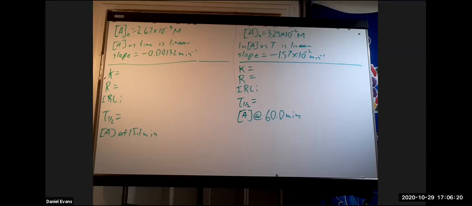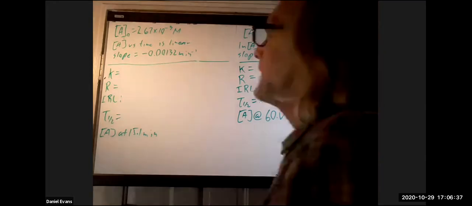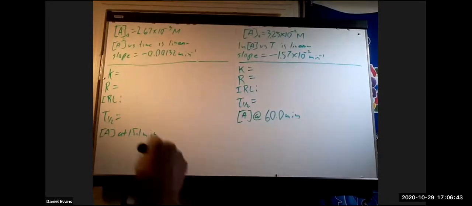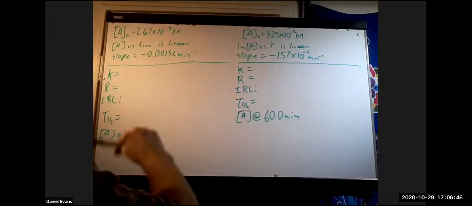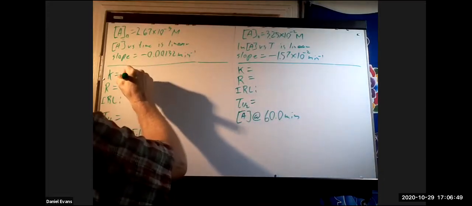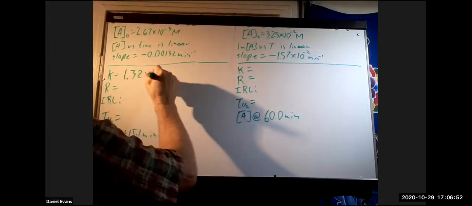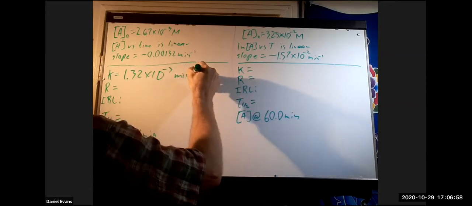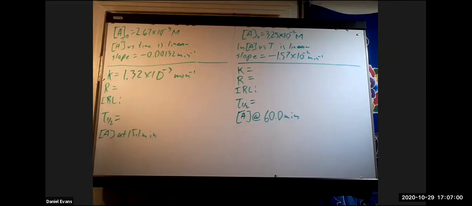The left one here, we have an initial concentration of 2.67 times 10 to the minus 3. We're told that the plot of concentration versus time is the most linear with a slope of minus 0.00132 inverse minutes. So we're asked what our rate constant is. Our rate constant is always the absolute value of the slope. So I will just convert this to scientific notation, 1.32 times 10 to the minus 3 inverse minutes. So that's our rate constant.